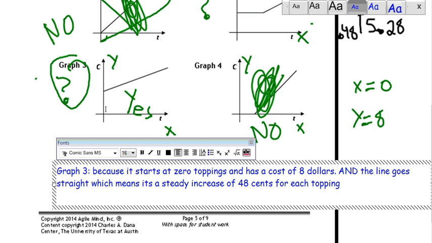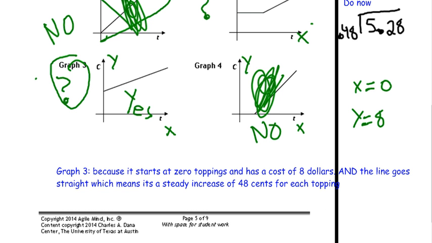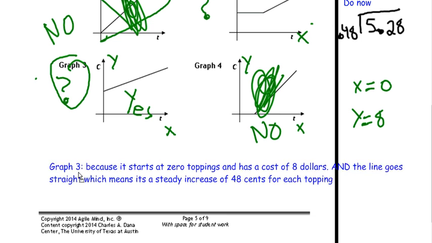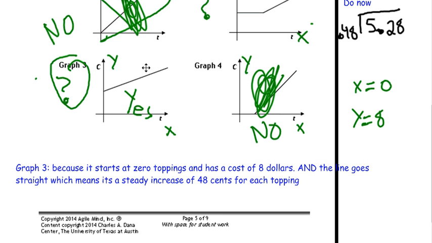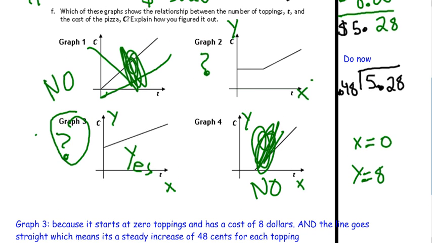What I mean by that is this. You see how graph number 3 has this straight line? Because it has a straight line, that tells me each topping will always get 48 cents. This line right here means the first toppings are always like $8, then all of a sudden after topping number 2 or 3, it goes up to 48 cents. So this is a no.